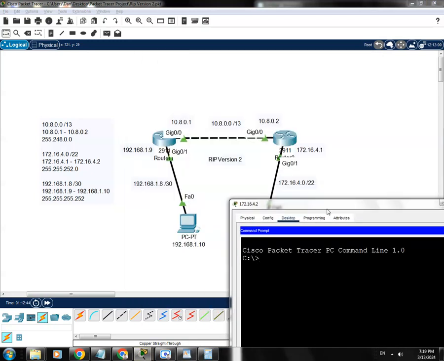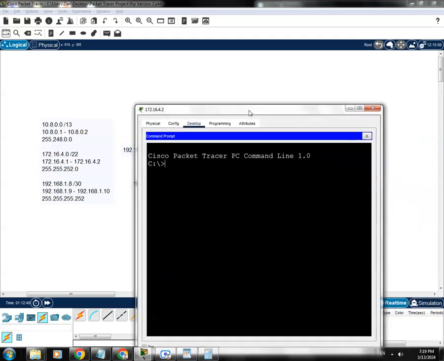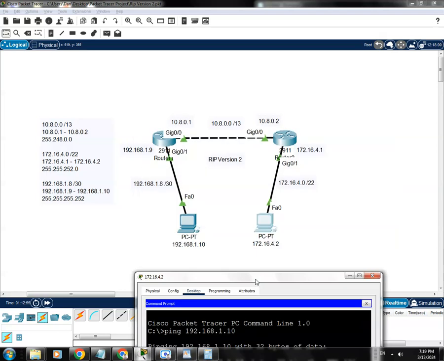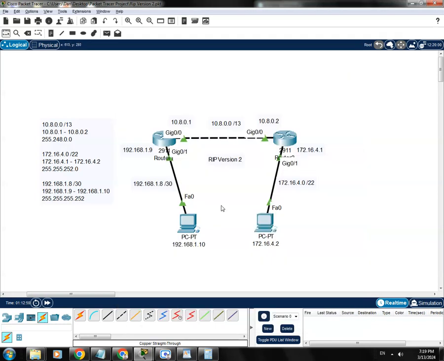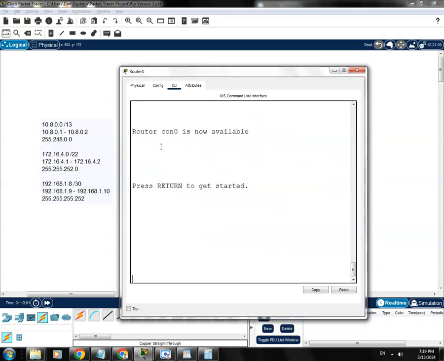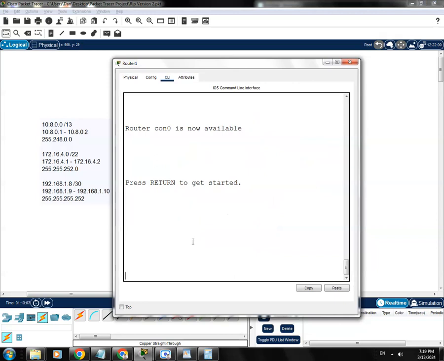I'll ping this computer, 192.168.1.10, ping 192.168.1.10, and it's pinging, right? So RIP version 2 is working. So let's view the routing table on this router then. I'll hit enter to get started.